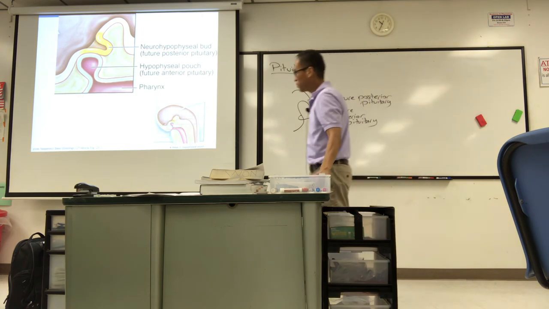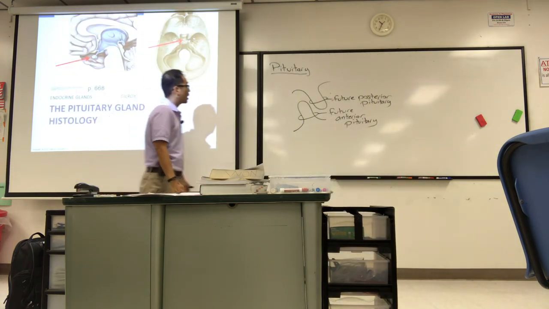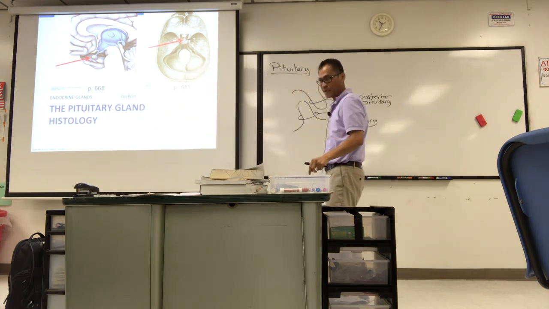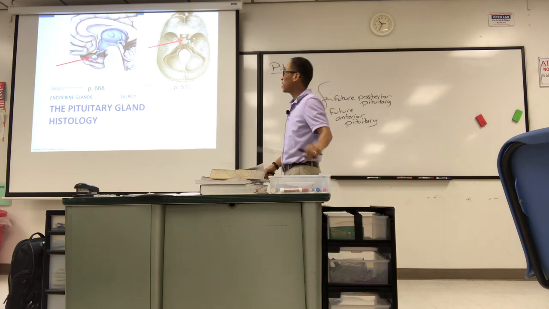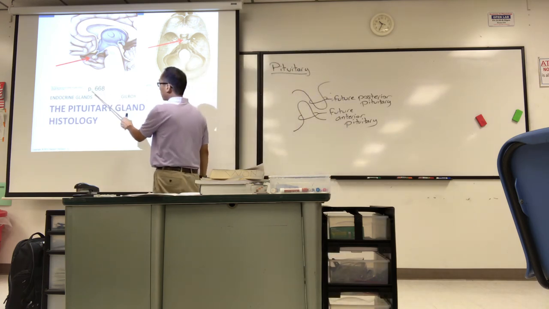Fast forward to adult, those two fuse together to form one gland called the pituitary. So I have some pictures here. That picture on the left, I give you the page number. These are from the Atlas of Anatomy, the Gilroy thing I was telling you about, if you want to look it up.